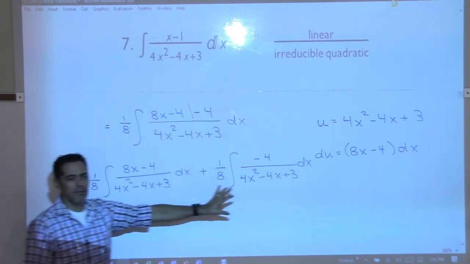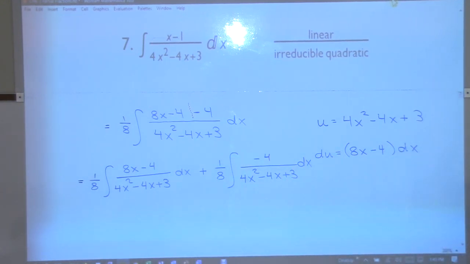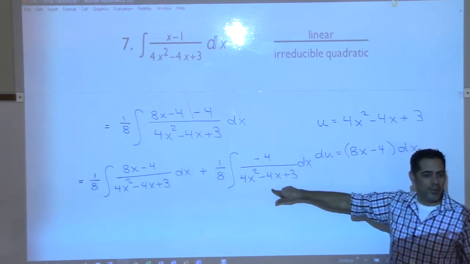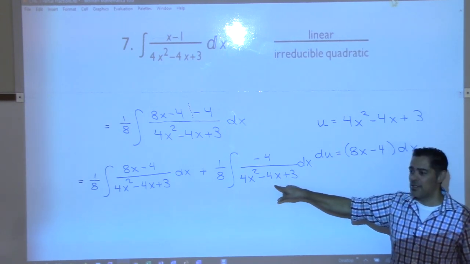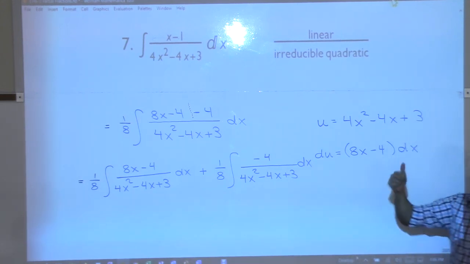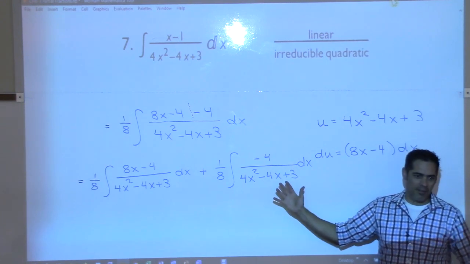What about this one, though? What are you looking at there? A what over what? A constant over an irreducible quadratic, which was the example we did just before this. We know how to deal with these. How do we deal with these? We complete the square on the bottom. So the problem we just did before is now just a part of this problem.